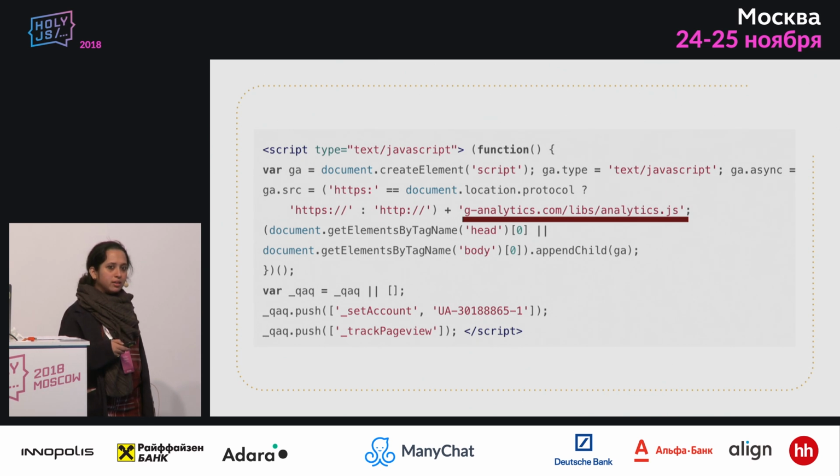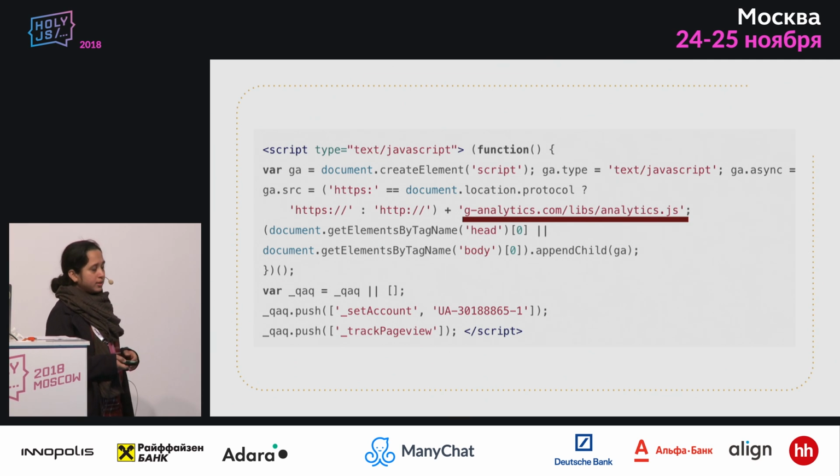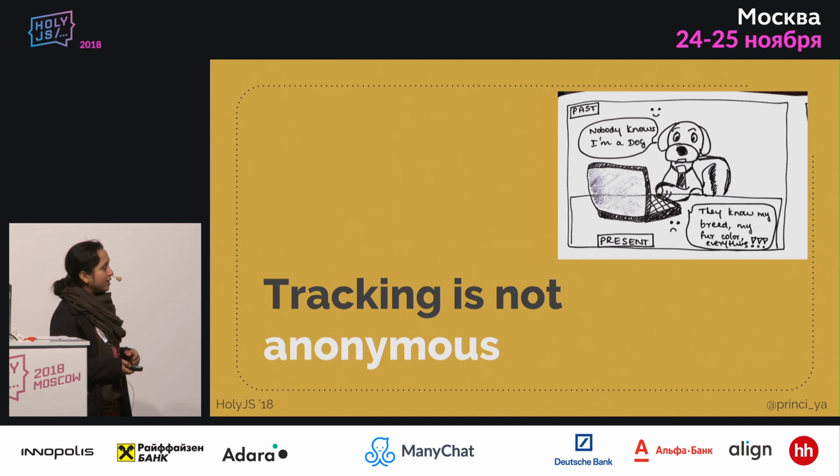So this is why the debt collected or accumulated from using third-party trackers grows, and it often gets enormous. Tracking is not anonymous anymore.